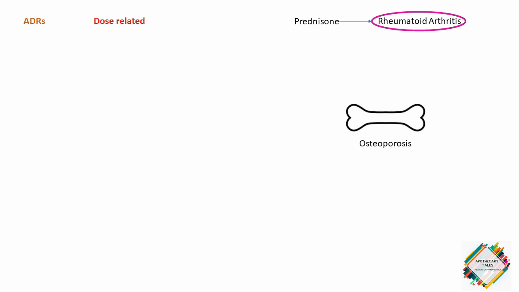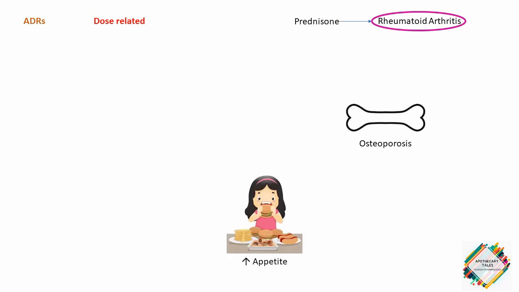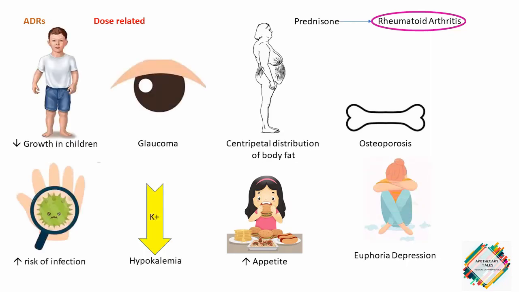Bisphosphonates may also be useful in the treatment of glucocorticoid-induced osteoporosis. And to note that increased appetite is not necessarily an adverse effect. In fact, it is one of the reasons for the use of prednisone in cancer chemotherapy. And these are the other adverse drug reactions.